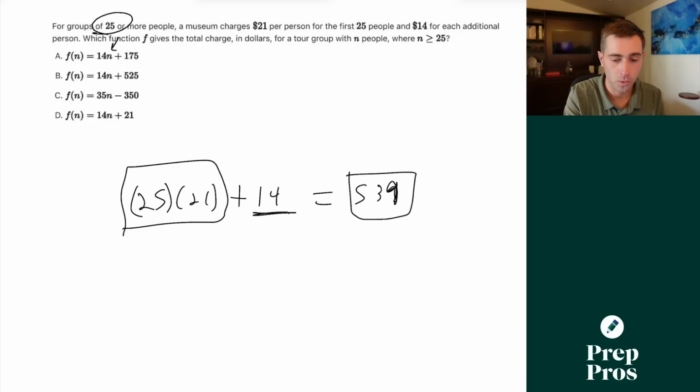And if you plug in 26 for n, the correct answer is going to equal 539. You're just playing a matching game with these values that you know are true. Gives you a really easy workaround if you blank on the setup on test day.